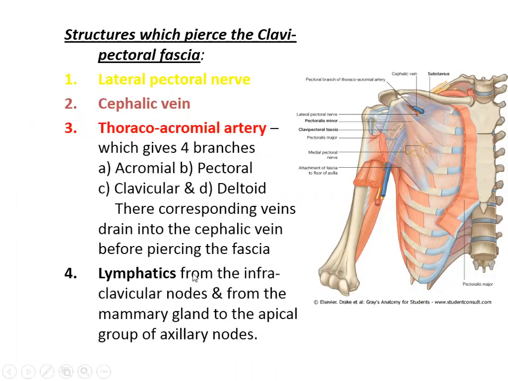Then also there will be some lymphatics. So there is a nerve, a vein, an artery, as well as lymphatics from the infraclavicular nodes and from the mammary gland to the apical group of axillary nodes. These infraclavicular as well as mammary group of lymph nodes will finally drain into the apical group of lymph nodes, which is deep to this fascia. So it has to pierce. So these are some of the structures which will be piercing the clavipectoral fascia.